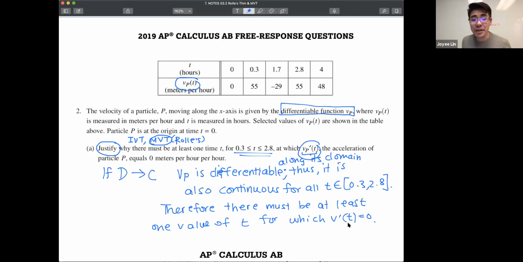And then to fully get the point, you also need to show the slope, right? So let's take the slope here. We have, this is our x1, this is our x2, this is our y1, this is our y2. So let's show the slope then. It's 55 minus 55 over 2.8 minus 0.3 is equal to 0.